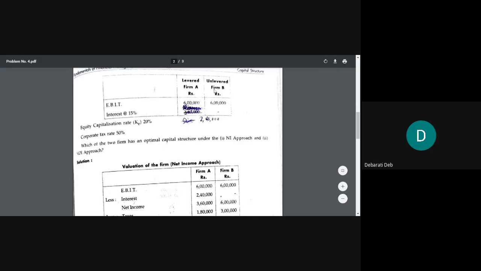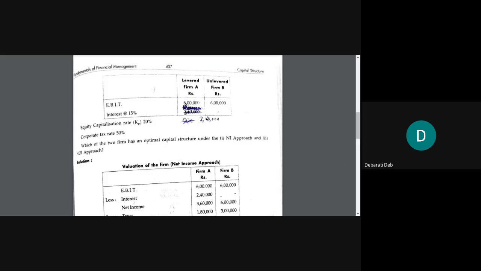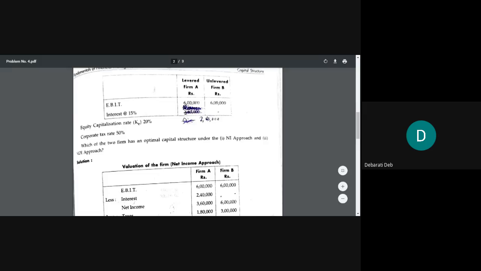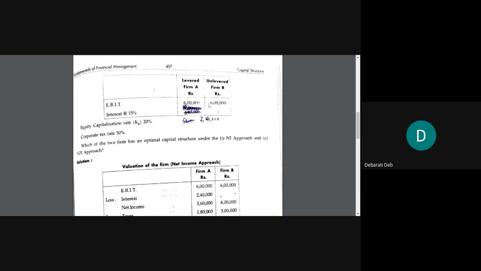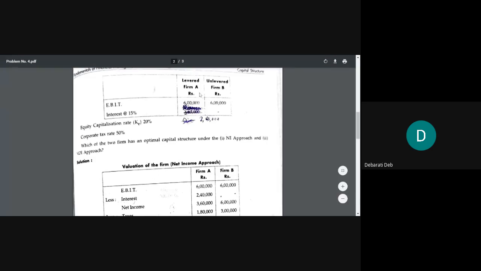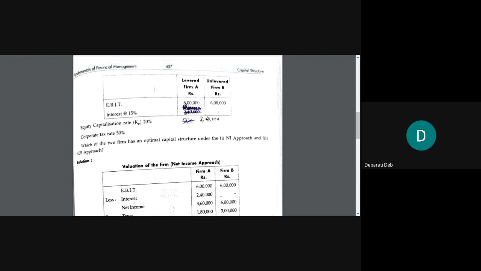So firm A is a levered firm. Levered firm means it will have a loan. And firm B is an unlevered firm. EBIT is given, 6 lakh for both the firms. Interest rate is 15%. For the levered firm, the interest amount is 2,40,000. The debt amount is not given, but interest is given and the rate of interest is also given.